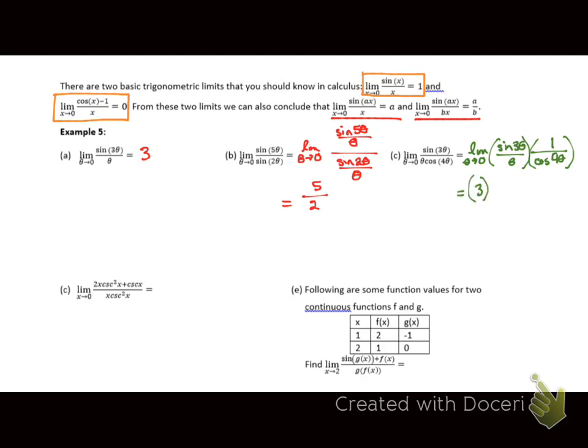And, believe it or not, you know what the limit as theta approaches 0 of 1 over cosine of 4 theta is. It's 1. Because 4 times 0 is 0, cosine of 0 is 1, 1 over 1 is still 1. And that's just taking it and plugging it in. So I didn't use any special rules. I just used what I know about trig. Okay, and so that answers C, which is 3. Let's look at D.